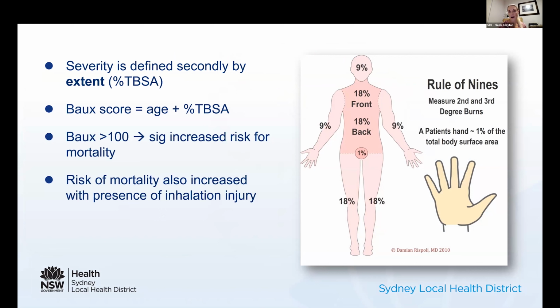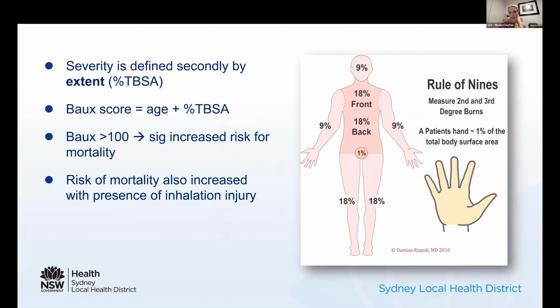Now on the right-hand side, I've got an illustration here of the rule of nines. This is just a very, very simple way to calculate burn surface area. There are also more sophisticated ways. This is a very quick way to calculate how big a burn is, and it allows us to calculate not only the severity of the burn, but also fluid resuscitation requirements.